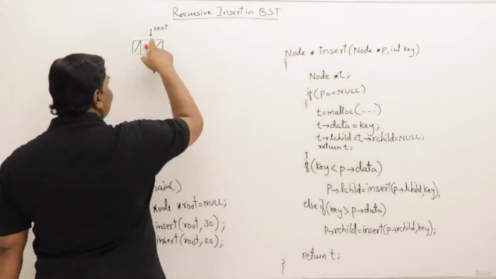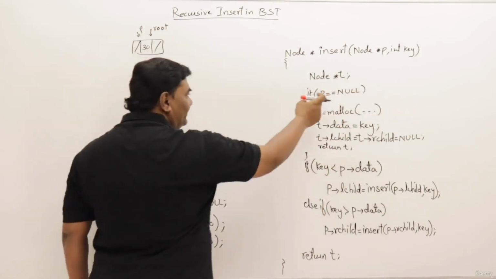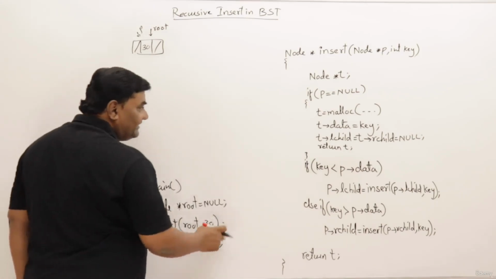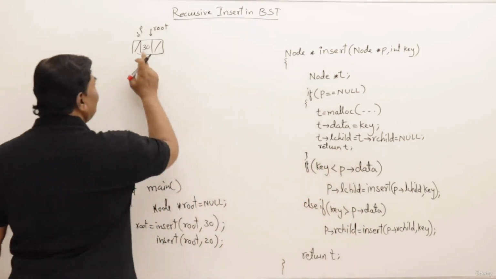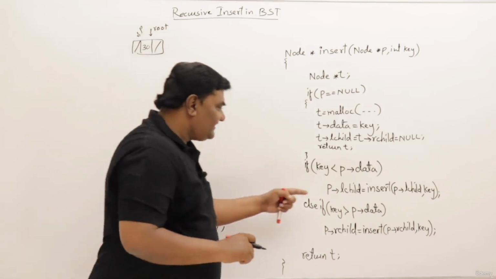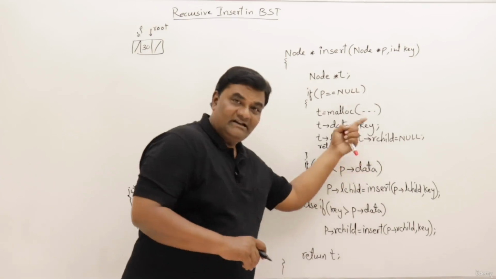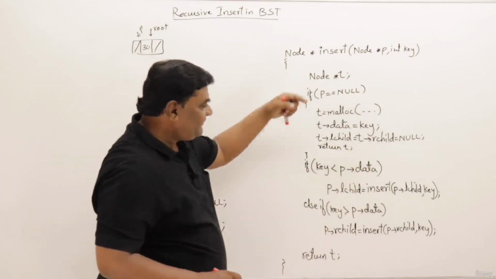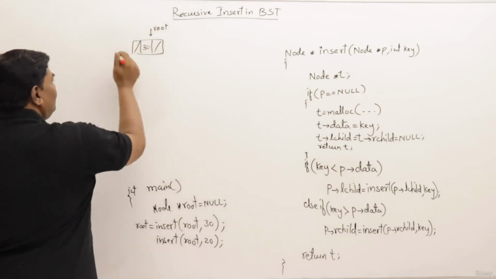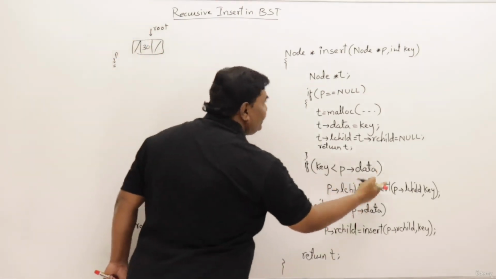P is root, yes. Is P null? No, so it will not enter this block. Then the key that I have sent, 20: is it less than P's data, 30? Yes, it is less. So go on which side? Insert upon the left child, so it will call itself again. The insert function is called by passing P's left child. What is P's left child now? It is null, right? So it will call itself.